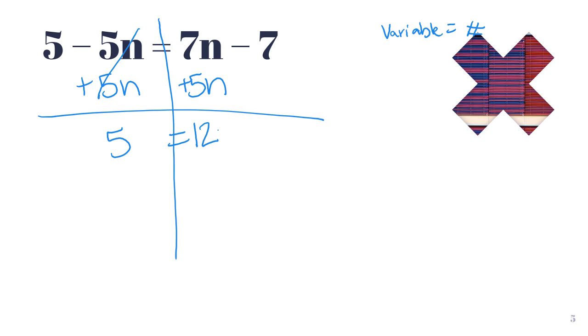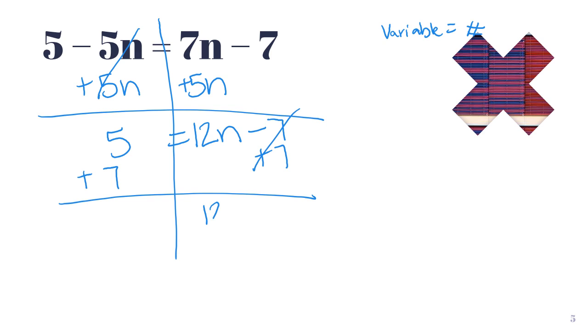7n plus 5n, sorry. It equals 12n. And then I have minus 7. Now, I need to move the minus 7 over to the other side. So I'm subtracting. What is the inverse operation? Adding. So I add 7 on both sides. That cancels out on this side, and I am left with 12n equals, what is 5 plus 7?